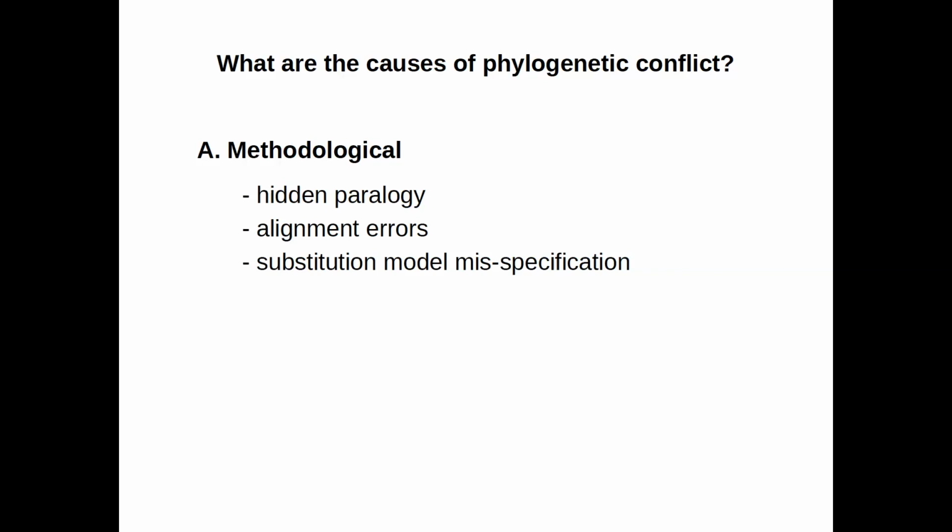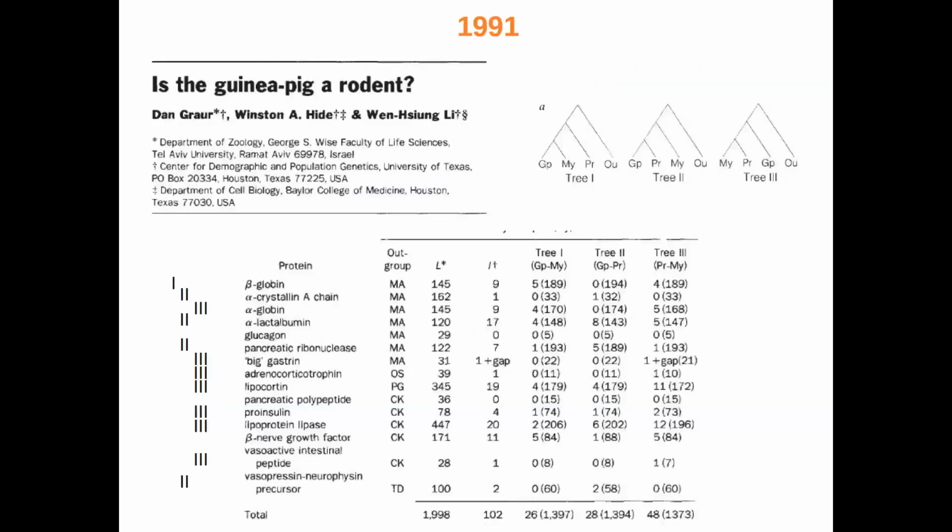In the next slide, we see a sample article from these old times where the authors analyzed 15 genes in 4 species of mammals. That was a very big data set at that time. They uncovered a large amount of conflicts, with all 3 possible topologies being supported by some of the genes. And they concluded that maybe the guinea pig is not a rodent.